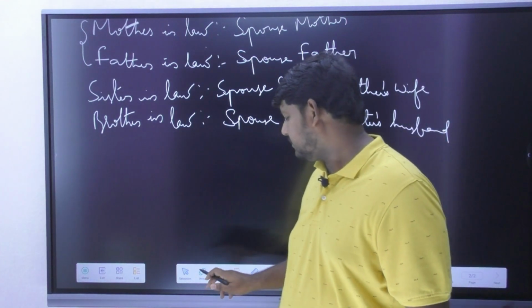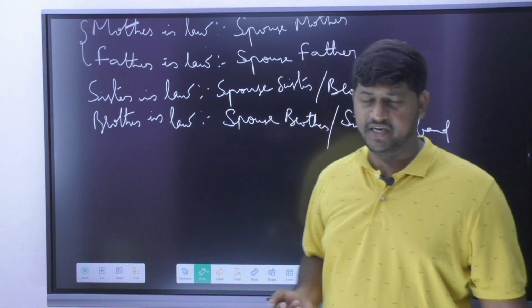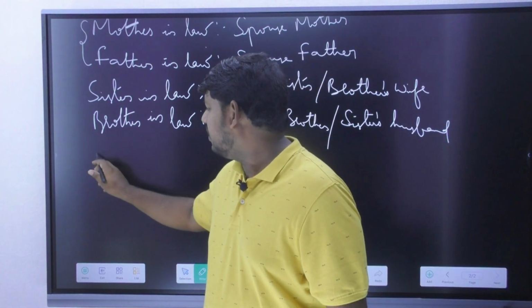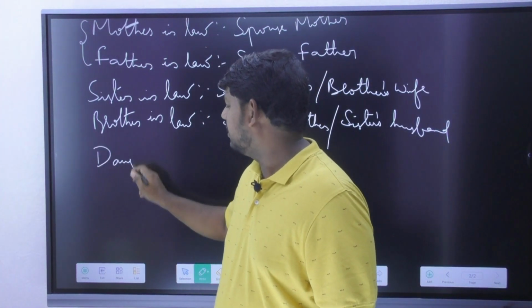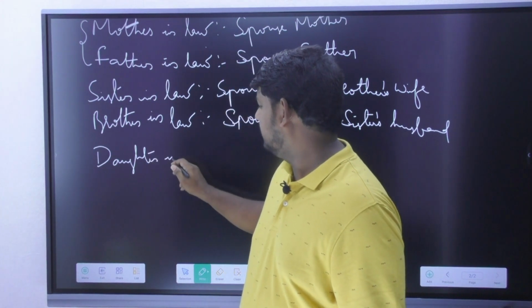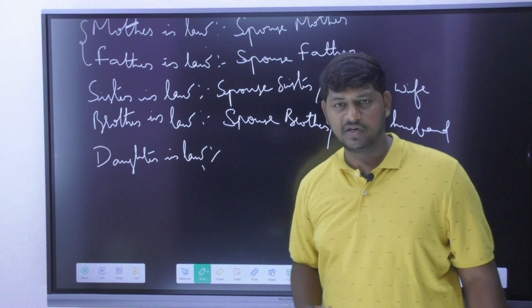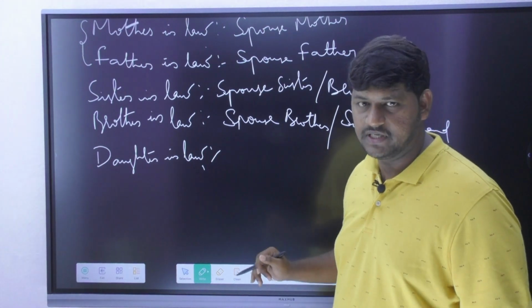Right, now let us move forward to the next generation. And who are the next generation persons? Now let us observe. It is your daughter-in-law. Now tell me, whom do you call daughter-in-law? They are next generation persons, correct?